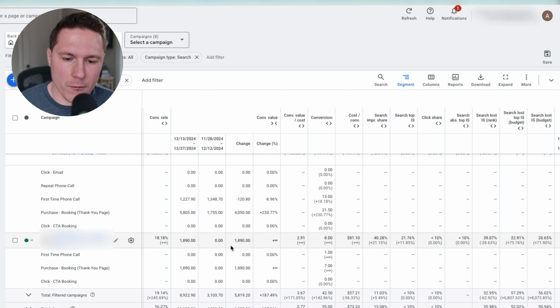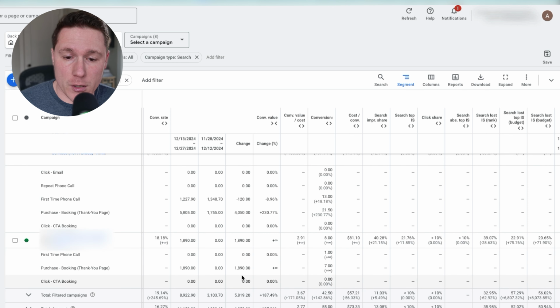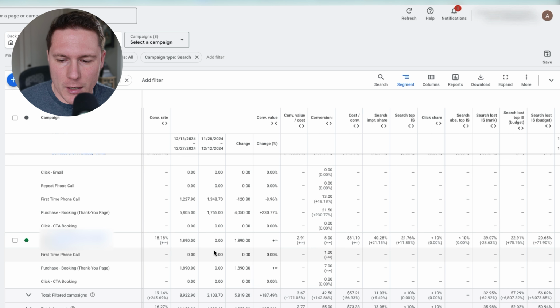These are the types of conversions that we want. These are the types of people. And so we just switch that over to going after those conversions. And it's really helped both campaigns perform even better. I mean, it's been a 187% increase.